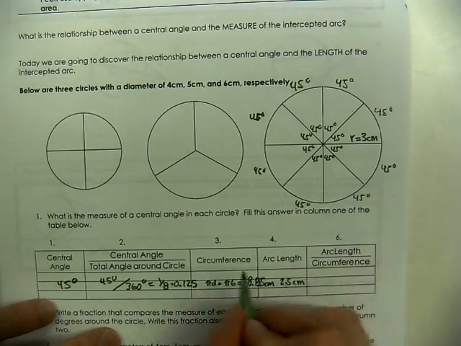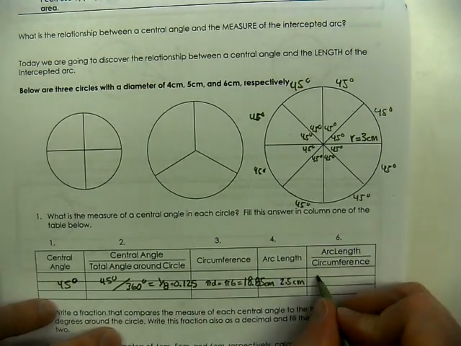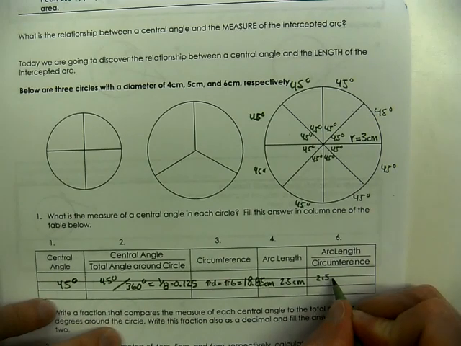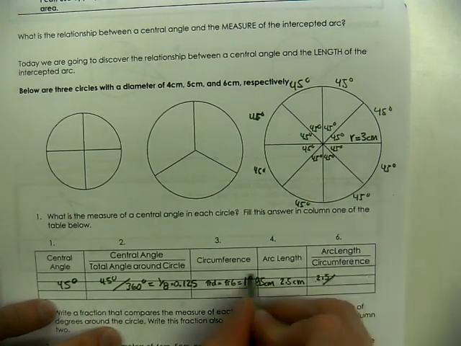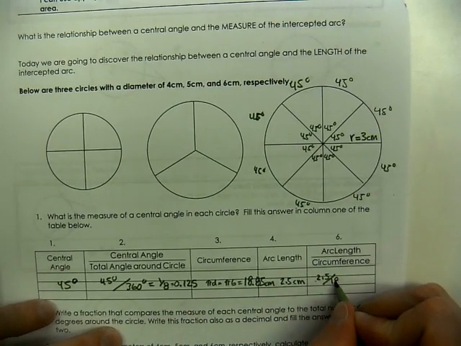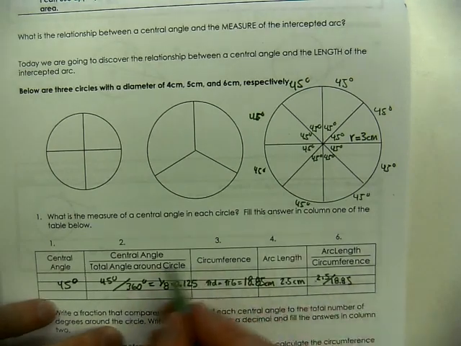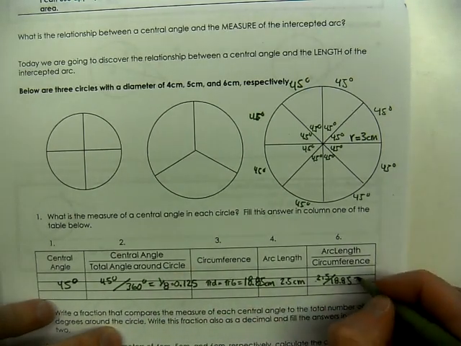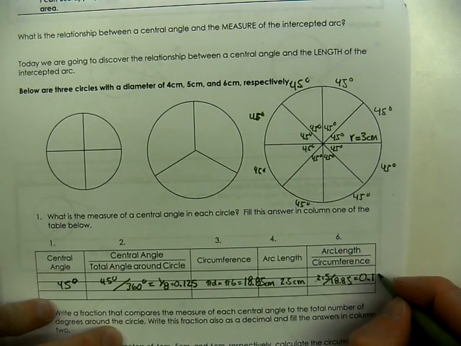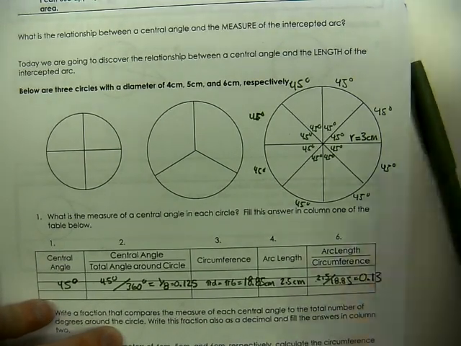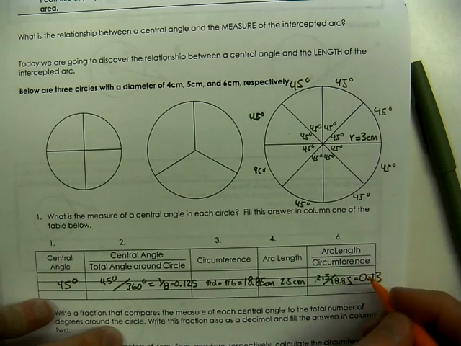We want the part of the length to the whole length. We want the arc length, which was the 2.5 centimeters, over the entire length around the circle. That was the circumference, 18.85. And we want to compare that result with the result we got previously. So if I type that in my calculator, I'm going to get something like 0.13.